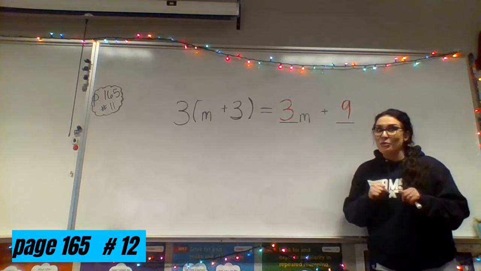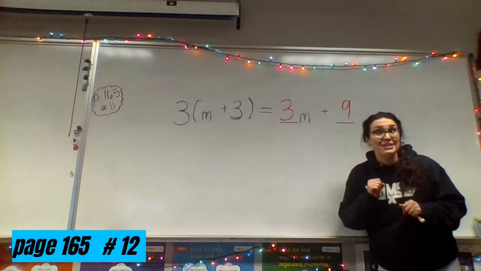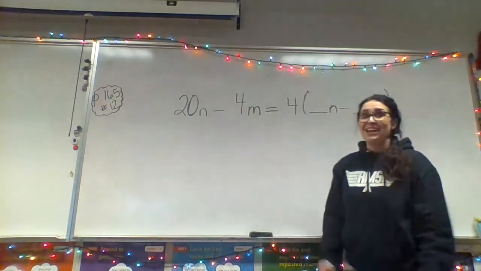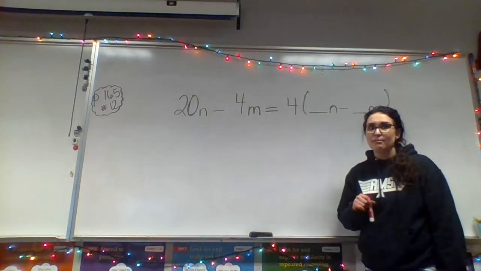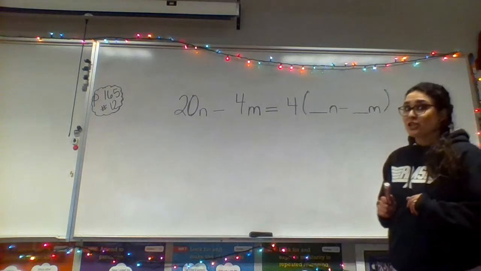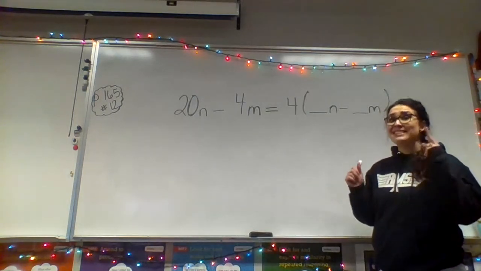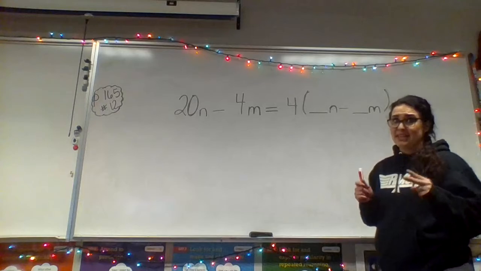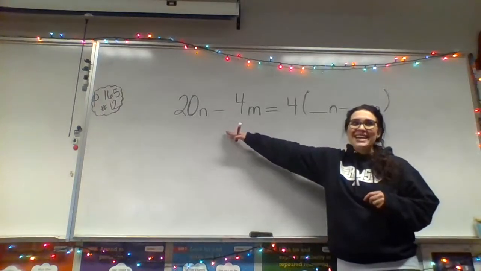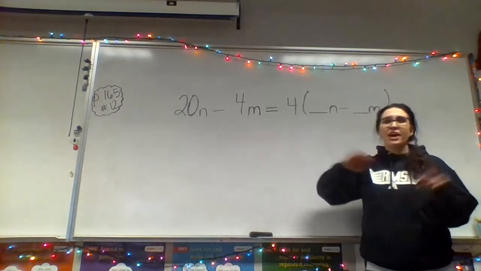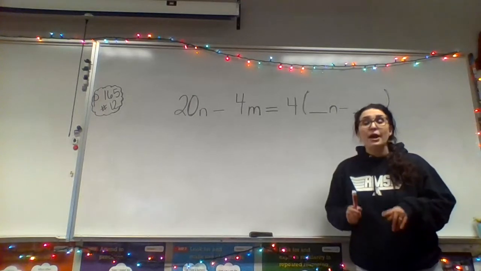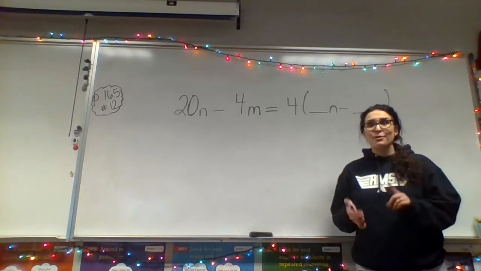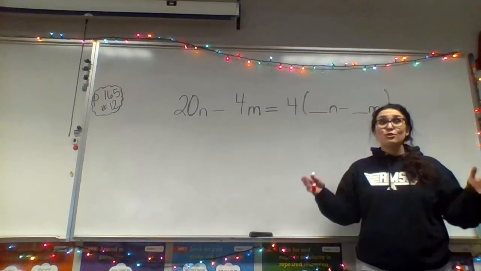Let's look at one more. Let's look at page 165, number 12. All right, my friends. So again, this is page 165, number 12. One thing I wanted to make sure that you noticed is that we have 2 different variables in this expression, correct? We have n and we have m. They're not equal to each other, okay? If they were equal to each other, they'd have the same letter. But since we have 2 separate variables, we know that they have 2 separate values.